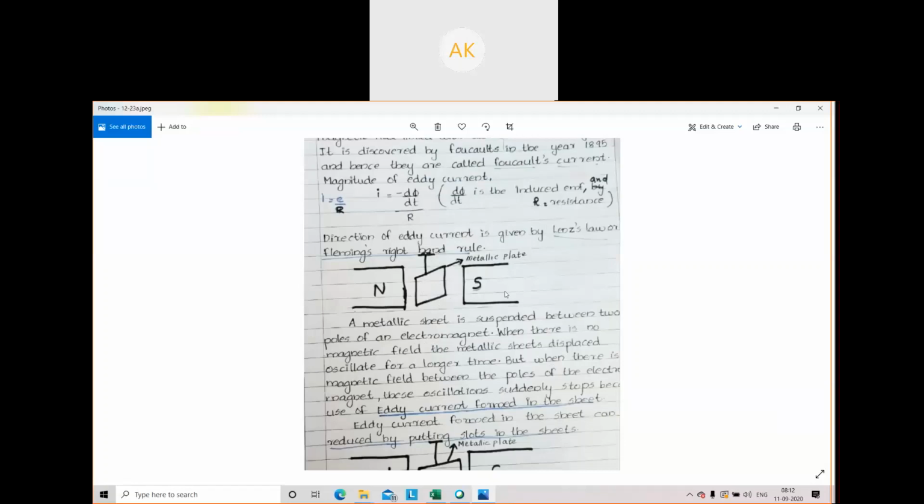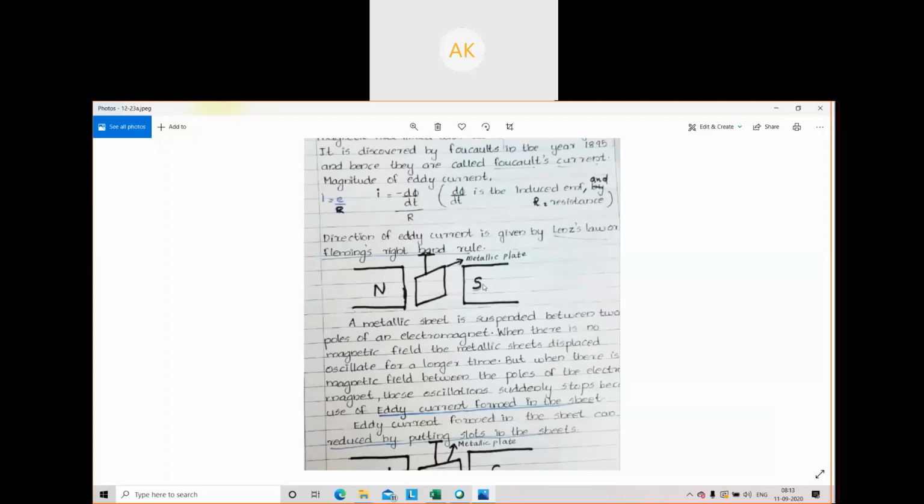And these are the poles of an electromagnet. What is an electromagnet? An electromagnet is a magnet only when current is sent through it. For example, a solenoid, when current is sent, changes into a magnet. And it has two poles, a north pole and a south pole, and there will be a magnetic field between the poles. The direction of the magnetic field is north to south. So in that magnetic field, a metallic plate is suspended.